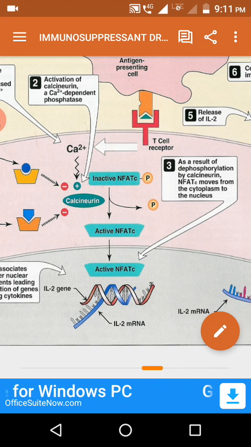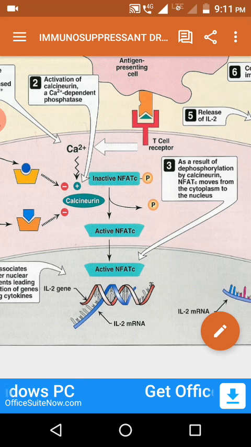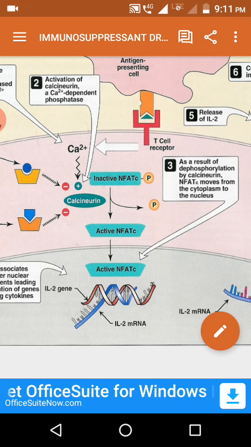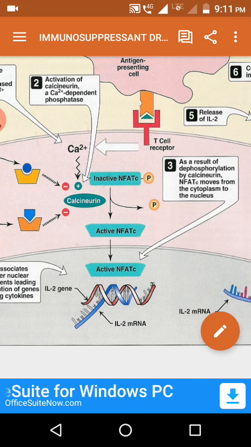Example here is NFATC. This is one of the transcription factors. NFATC is a transcription factor generally present in the inactive, phosphorylated form. If you see the picture, it clearly indicates that the phosphorylated form of NFATC is inactive. What is this molecule? It is a transcription factor. Once calcineurin is activated, it is converted from the inactive form to the active form by the process of dephosphorylation.